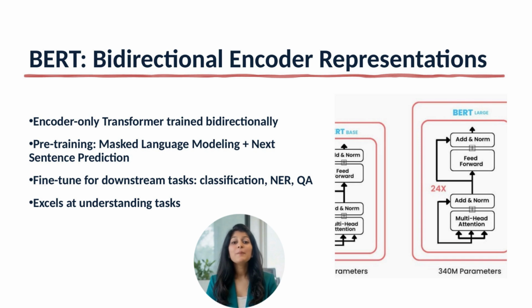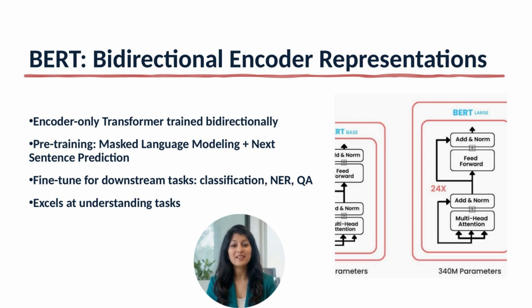After pre-training on massive text data, Wikipedia plus BookCorpus, BERT is fine-tuned for specific tasks. For classification, add a classifier on top of the token representation. For question answering, predict start and end positions of answers. For named entity recognition, classify each token. Fine-tuning is fast and data efficient because BERT already learned rich language representations.